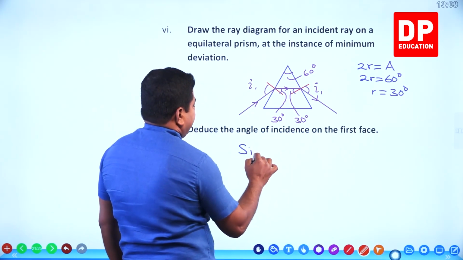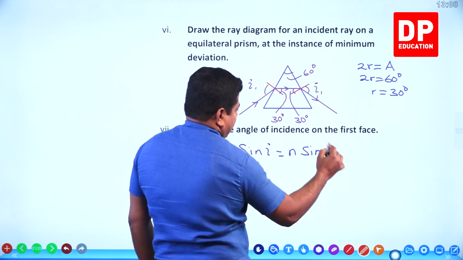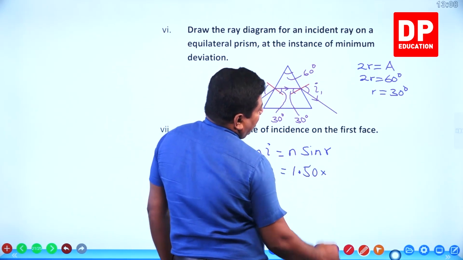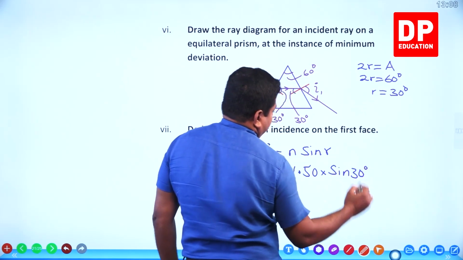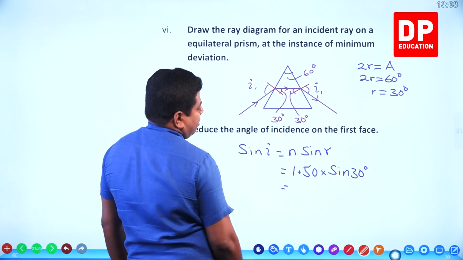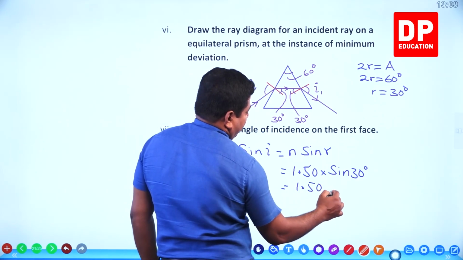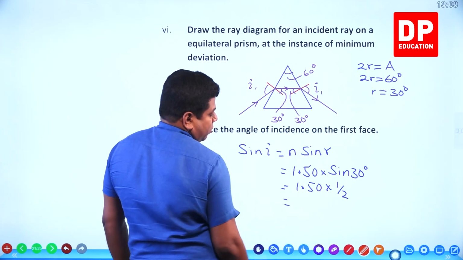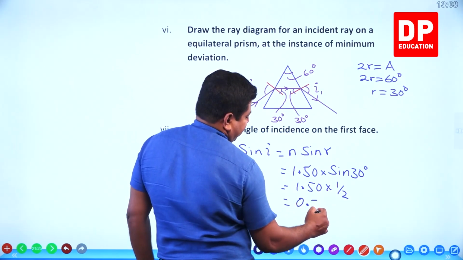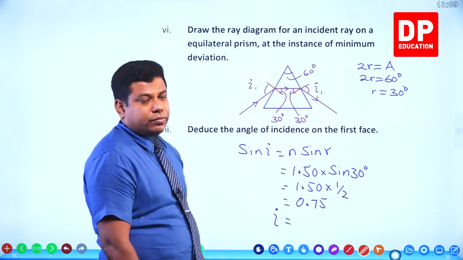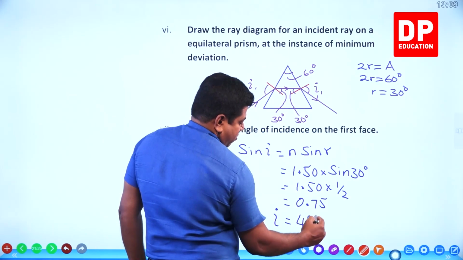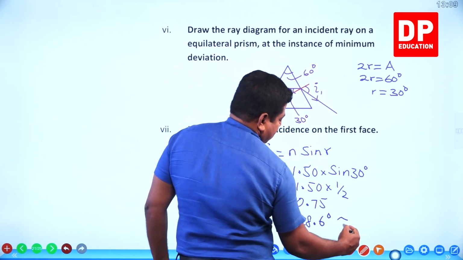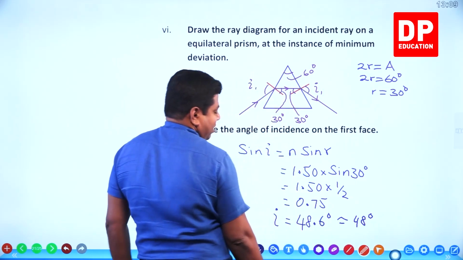Deduce the angle of incidence on the first face. You know, sin I equals n sin R. Since they said glass, you can assume n to be 1.50. R is 30. Sin 30 means half. 1.5 into half, you get 0.75. The I value we are getting is 48.6 degree. Approximately that is 48 degree. 0.6 means 36 minutes.